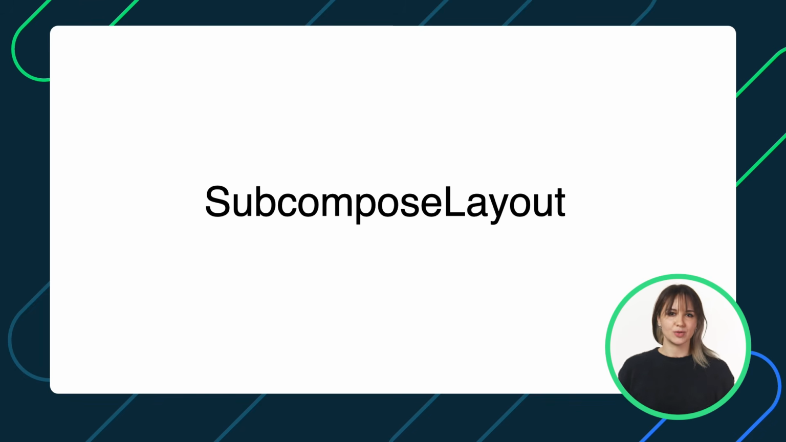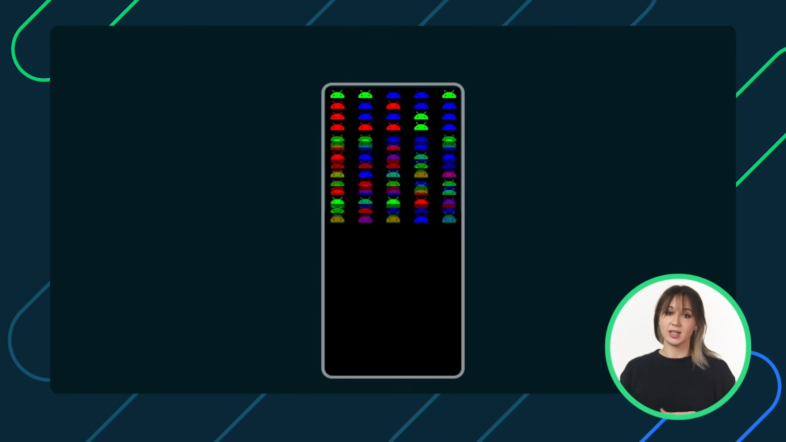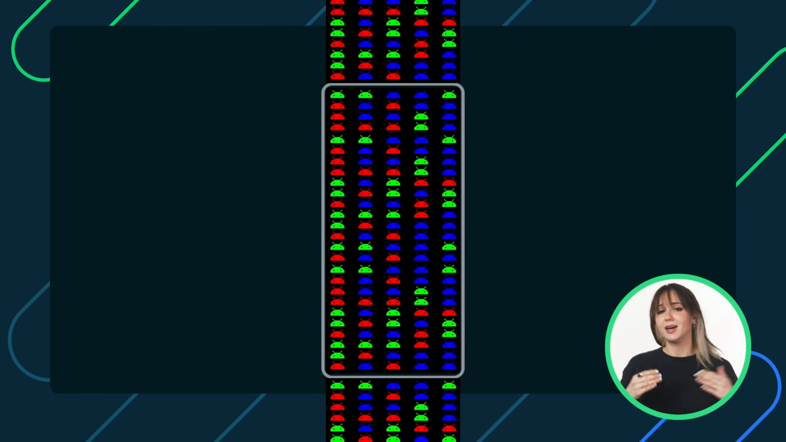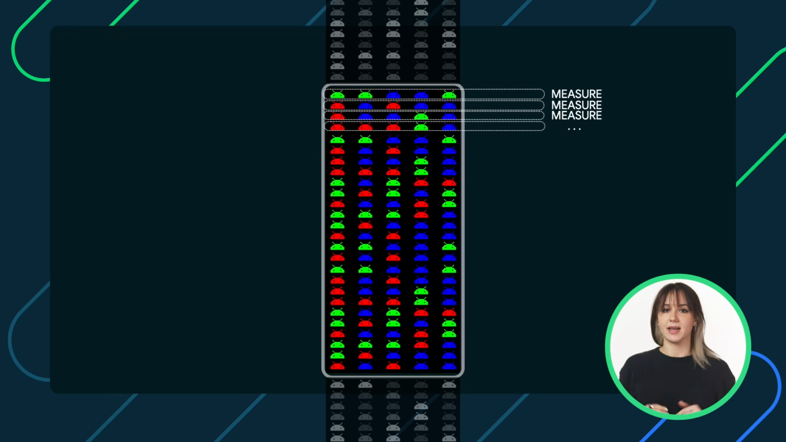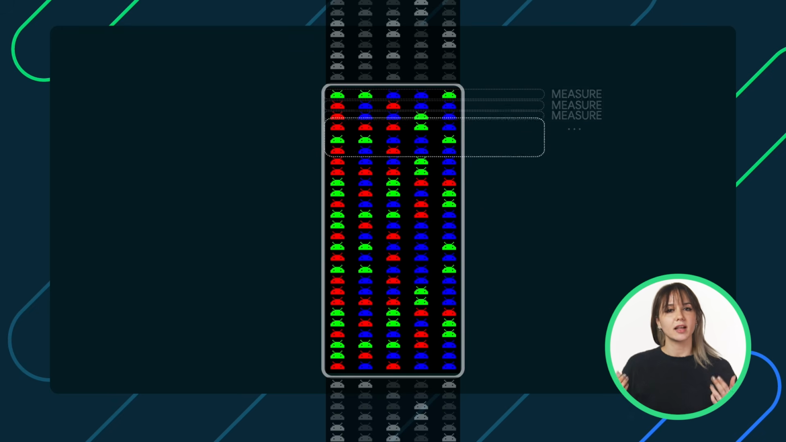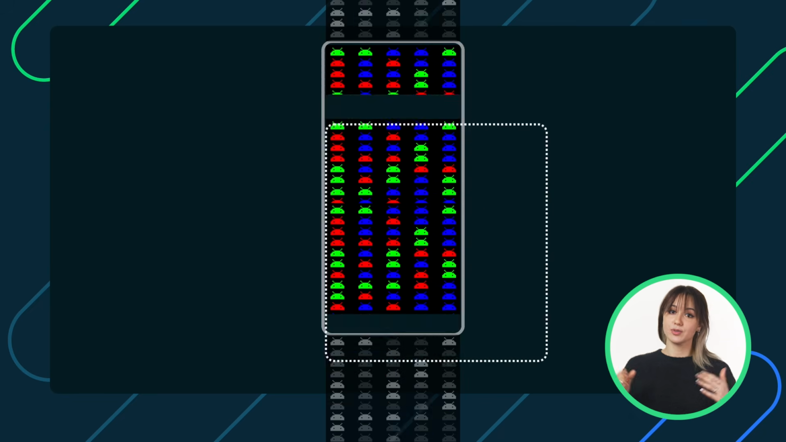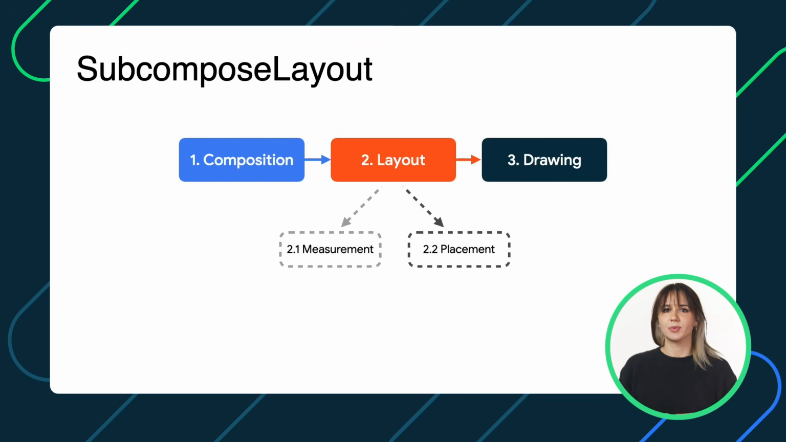Think about the following use case. You're building a list of 1,000 items that simply cannot fit on the screen at the same time. In that case, composing all these child items would be unnecessary waste of resources. Why compose so many items up front if the majority of them cannot even be seen? Instead, a better approach would be to measure all list items to obtain their sizes, then based on that, calculate how many items can fit the available viewport, and finally, compose only items that would be visible. This is one of the main ideas behind SubcomposeLayout.